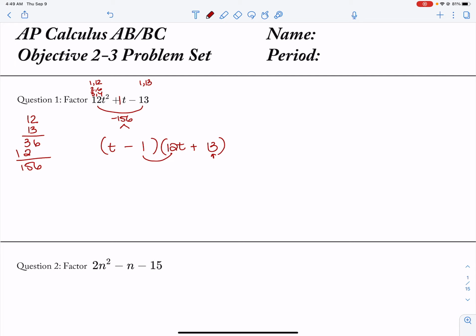So, you could find the factors of 156, but in the end, what you're trying to do is just find this combination of getting 1. And I know 13 minus 12 is 1. So instead of going through and finding factors of 156, I would just try to guess and check for that one.